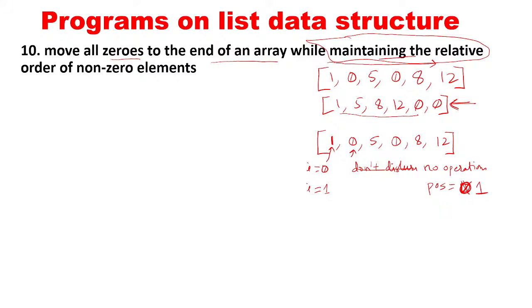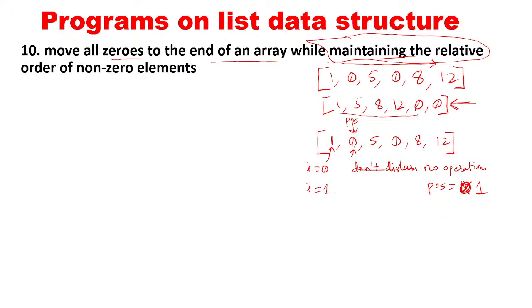We swap the number at position 0 with the I value, but here I is 0 and position is 0, so it is swapped with itself, no change occurs here. Got it? Then you increment the position value. Position value becomes 1. This is where the next non-zero number has to be placed or swapped. Then I value becomes 1.